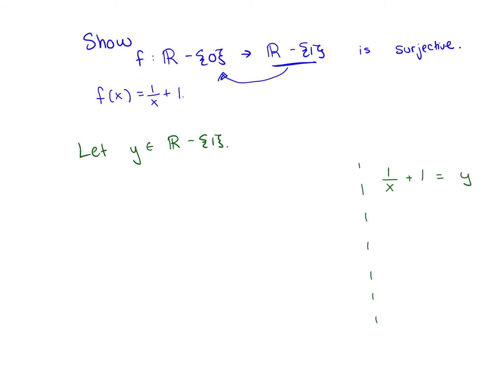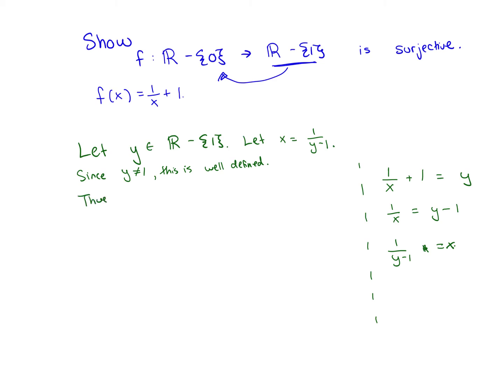So then if I just solve for what x should be, I get 1 over x equals y minus 1. So I can swap my denominators. 1 over y minus 1 should equal x. So then I can say let x equal 1 over y minus 1. Since y is not equal to 1, this is well defined. I can actually divide by y minus 1. That's not going to cause me a problem.